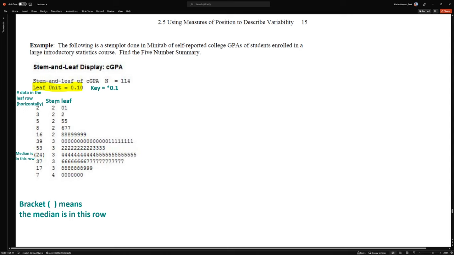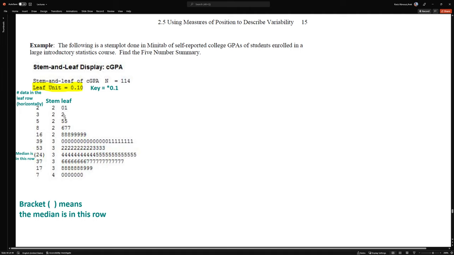And the stem is the first digit for each of the 114 numbers. And this column shows how many numbers that row's leaf contains. So 2 is 2 because it contains 0, 1, right? And the leaf unit is 0.1. This is the key, if you remember, of the stem plot. The key is also called the leaf unit, and it's 0.1. It means that the number with stem 2 and leaf 0 will be 2.0, right? And the second number with leaf 1 and stem 2 will be 2.1. So this 2 just says that there are two values in the leaf.